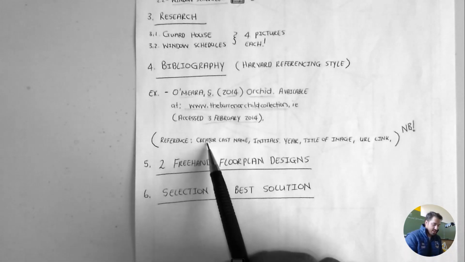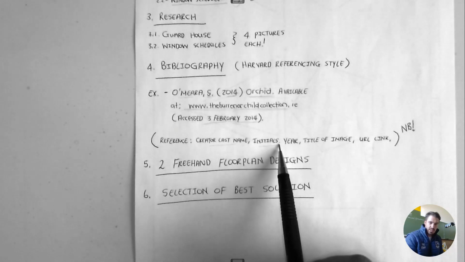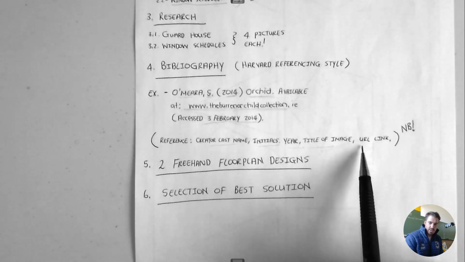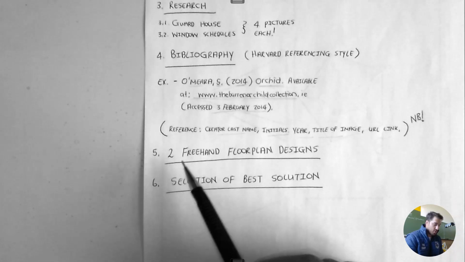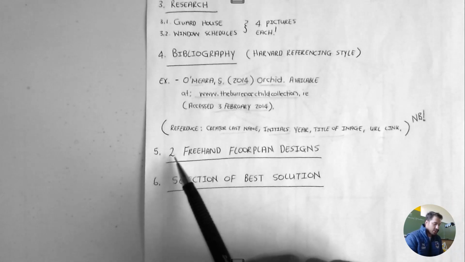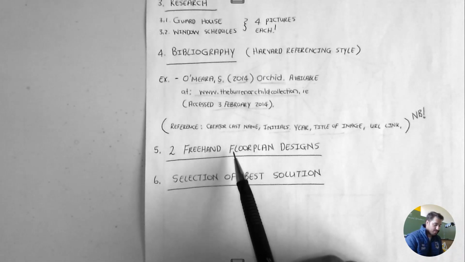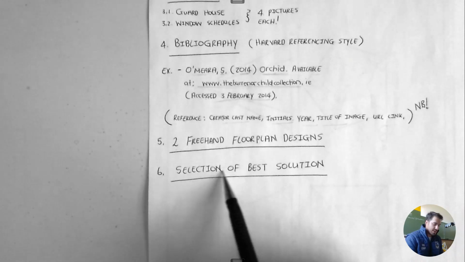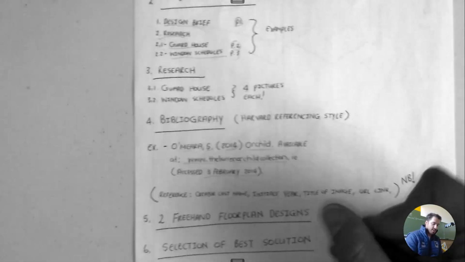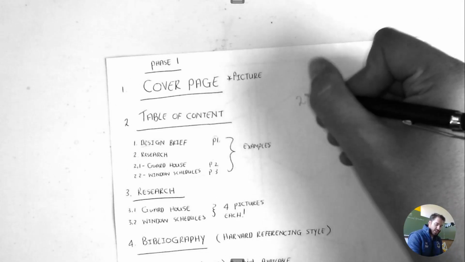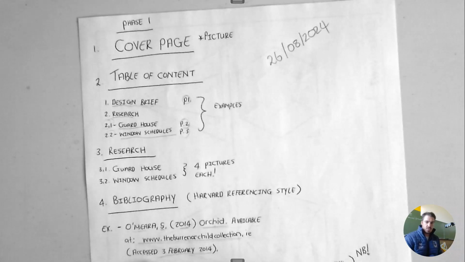So here you can see the last name of the creator, the initials, the year, title of the image, and then the URL. Then after your research is done, or your bibliography, sorry, for the research, you put in the 2 freehand designs. That is where you have those block designs that you have to do, front and back. After that, you have your selection of your best solution. Okay, and this has to be handed in on the 26th of August. That's phase 1.